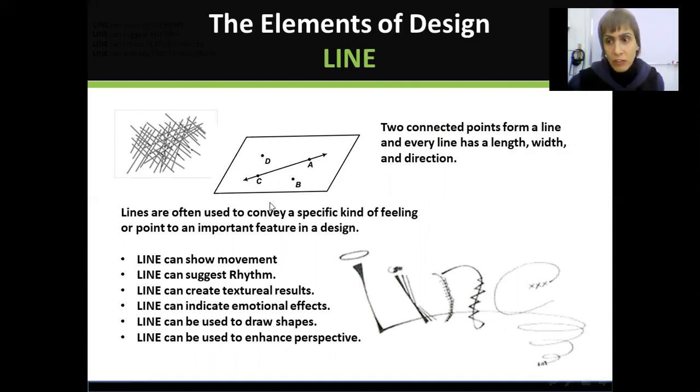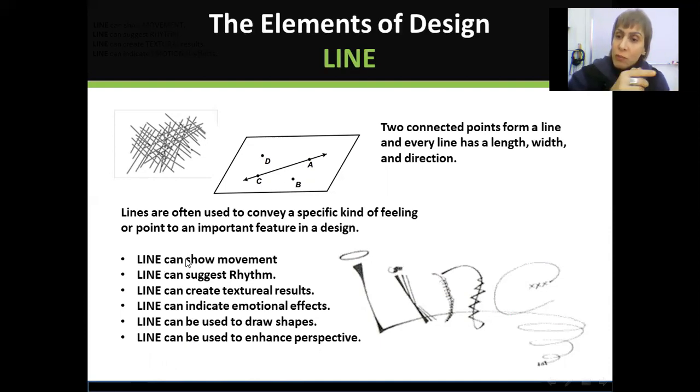So we already, in general, discussed this. So lines are used in general to convey, give us a specific kind of feeling in a design in general. Now, these here are very important things. Line can show movement. Line can suggest or show rhythm. Line can create textural results. Line can indicate emotional effects. Line can be used to draw shapes. Line can be used to enhance perspective. So all of this the line can do alone.